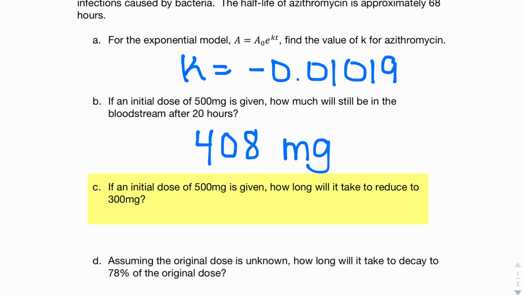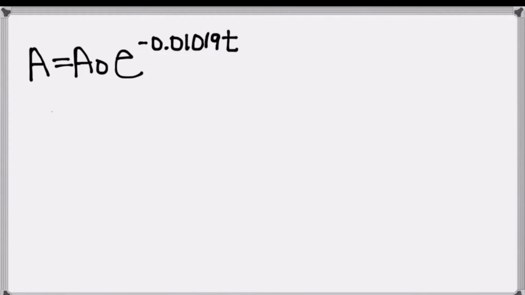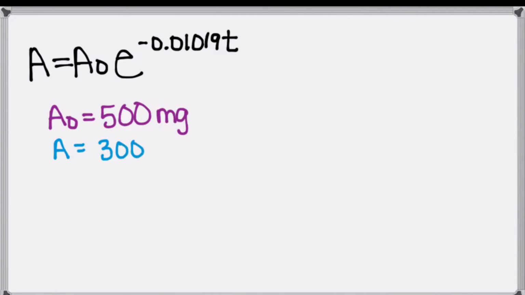Now let's look at part C. If an initial dose of 500 milligrams is given, how long will it take to reduce to 300 milligrams? Again, we'll go back to our exponential model and fill in all the information that we know. In this case, we're given the initial dose of 500 means that a naught is equal to 500. Since the final amount is 300 milligrams, we're going to plug that in for a, and in this case we're looking for the value of t.